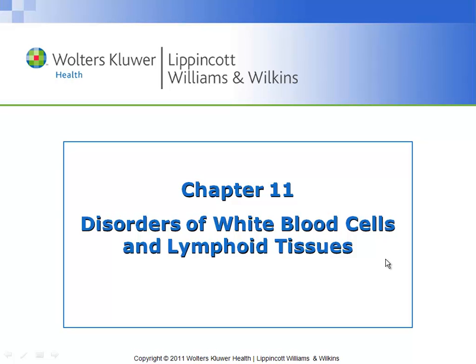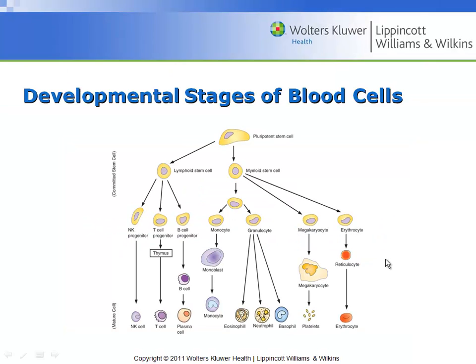Chapter 11 is disorders of white blood cells and lymphoid tissues. These are the developmental stages of blood cells, and it's very important to get a handle on this from the beginning because it will help you understand the terminology. You start off with a pluripotent stem cell. This means this can become any different kind of all these different cells.